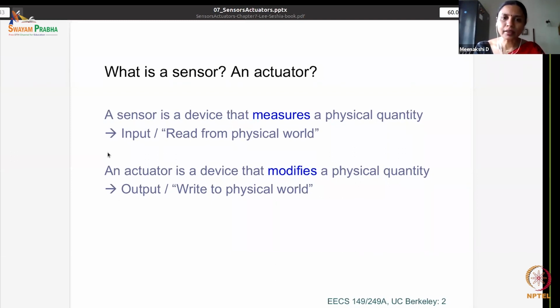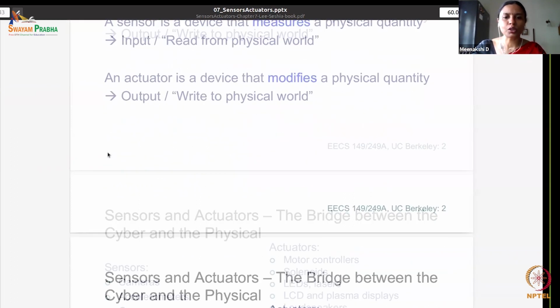On the other hand, an actuator also helps us to talk to physical quantities, but it is a device that helps us to write back or modify or pass a command back to the physical quantity. So a sensor is something that helps us to read from the physical quantity. An actuator is a device that helps us to write back to the physical quantity.